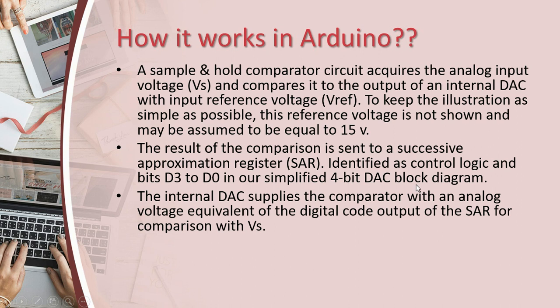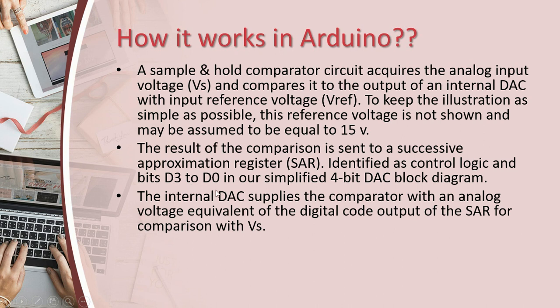How does it work in Arduino? Okay, you have this one. The analog input voltage, you must have Vs analog input, and then connect to the analog A0 until A5, sorry. And then we have the input reference voltage, this one Vref. To keep the illustration simple, the reference voltage is not shown and may be assumed to be equal to 15 volt. If you supply 5 volt, then it will assume 5 volt. Depends. The maximum is 15 volt.